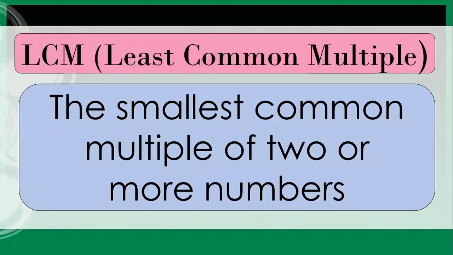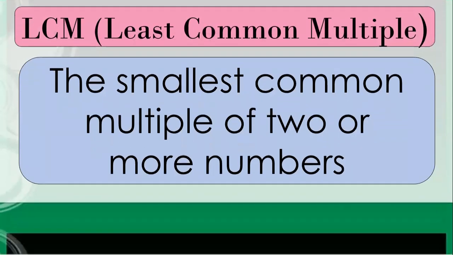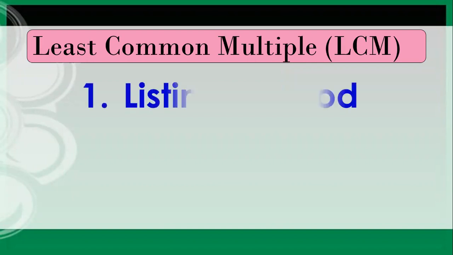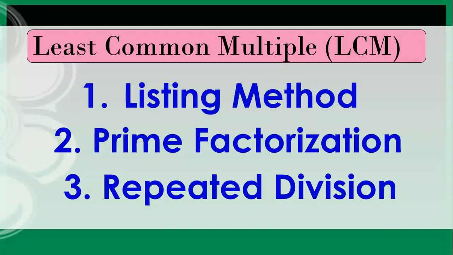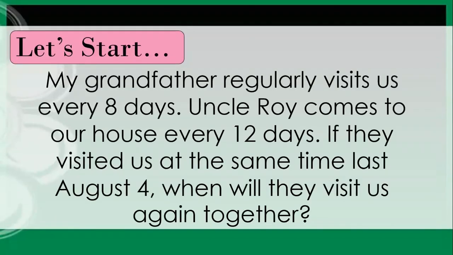The least common multiple is the smallest common multiple of two or more numbers. To get the least common multiple of the numbers, we use the listing method, the prime factorization, and the repeated division. Let's start with this problem. My grandfather regularly visits us every 8 days. Uncle Roy comes to our house every 12 days. If they visited us at the same time last August 4, when will they visit us again together?